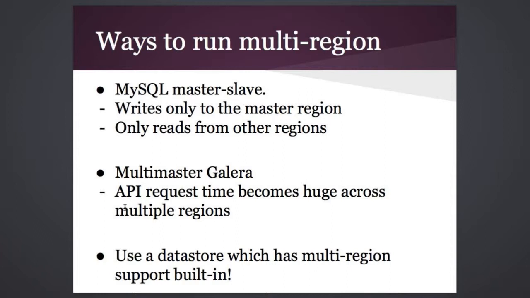Another way is doing a multi-master Galera, which suffers from the problem that, since it's a multi-master active-active configuration, you have to write to both regions before you return an acknowledgement, and that means higher response times. Another solution, which we actually used, was to use a data store which has multi-region support built in, which is what we did with Cassandra.